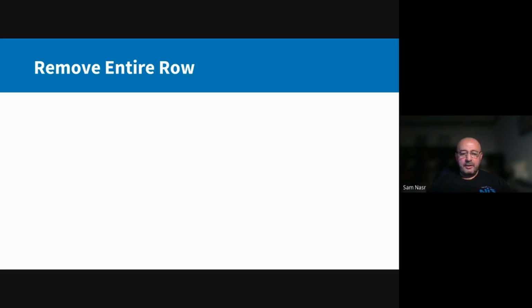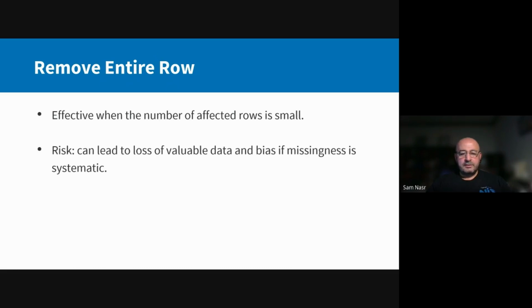Another option, like we talked about, is removing the entire row. This is effective when the number of affected rows, meaning the ones that have the missing values, is small. Obviously, this can lead to a loss of valuable data and bias if it's systematic, happens regularly, or if you have a large number of rows that have missing data from a smaller data set, that's going to have a bigger impact.